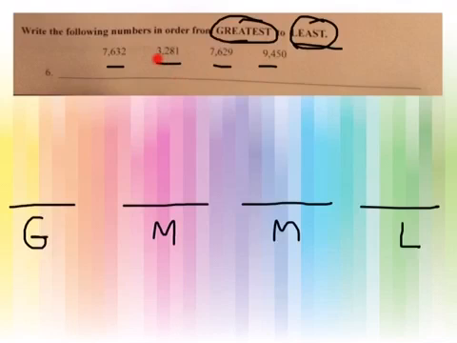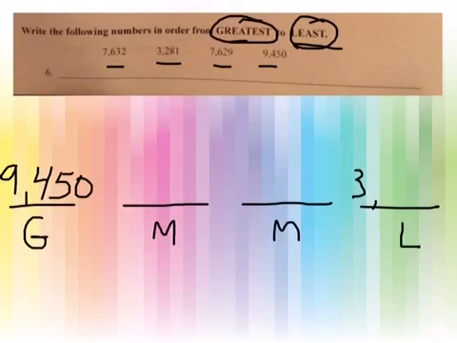I see that 3,000 is my smallest one, because 3 is smaller than 7 or a 9. And I also found that 9 is my largest in the thousands place. So I can actually put those in right now. I'm going to go ahead and put in 9,450 as my greatest because of that 9 in the thousands place. And I'm going to put in 3,281 as my least. So I've done this one and I've done this one.